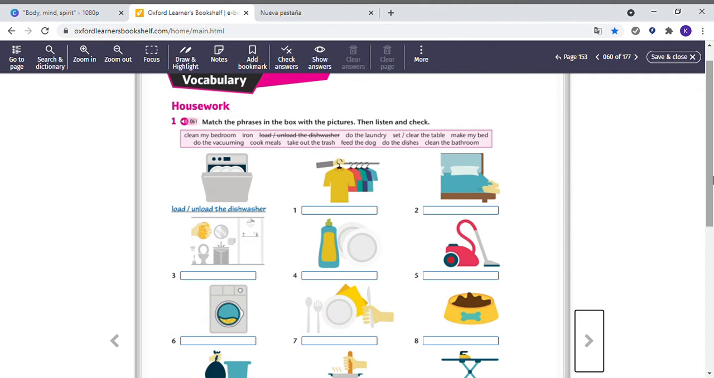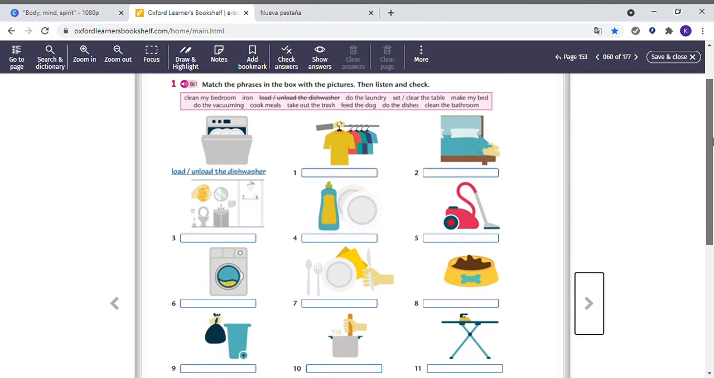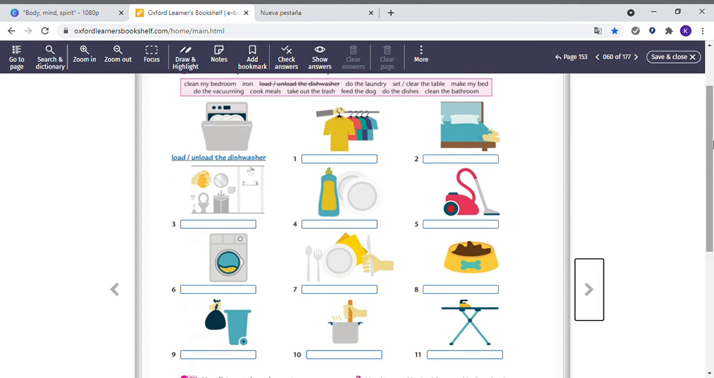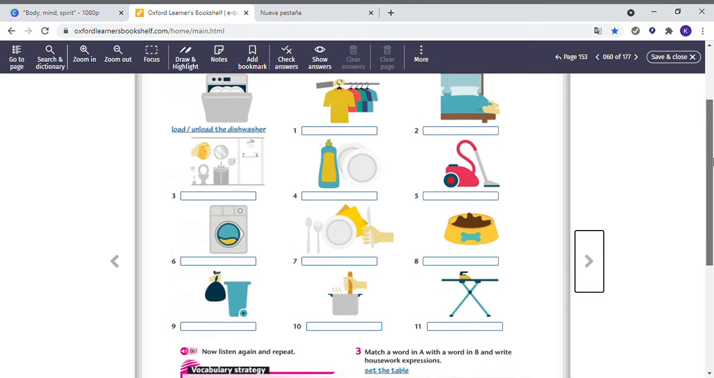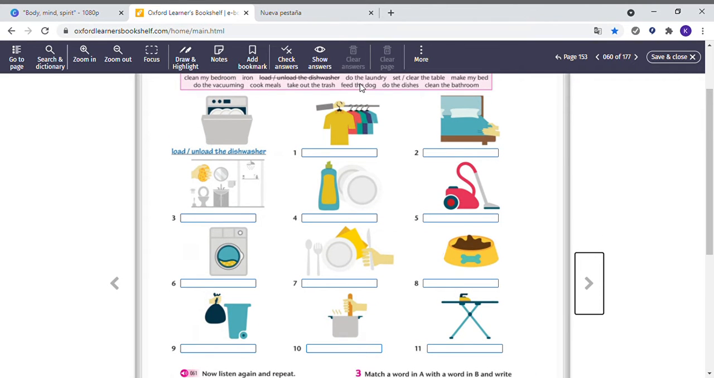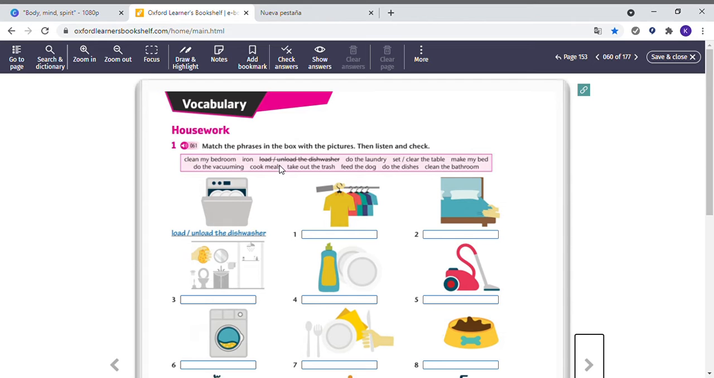For example, here we have clean my bedroom, iron, do the laundry, set or clear the table, make my bed, do the vacuuming, cook meals, take out the trash, feed the dog, do the dishes, and clean the bedroom. Right? So, guys, I uploaded a video to Classroom related to this, so please watch it, okay? Okay, so here you have to match the actions in the box with these pictures, okay?